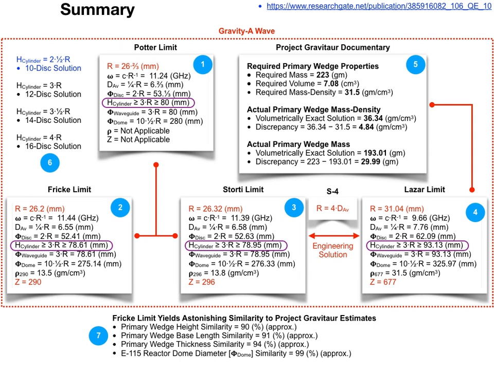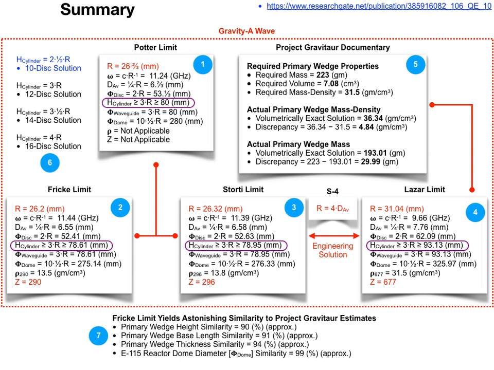This has been derived utilising the element 115 mass density value of 31.5 grams per centimetre cubed, which has been endorsed by Bob Lazar. We reverse engineer Lazar's mass density value via the electrogravimagnetic construct in order to establish the boundary conditions shown. The fifth artifact involves the technical assertions embedded within the Project Gravitaur documentary.